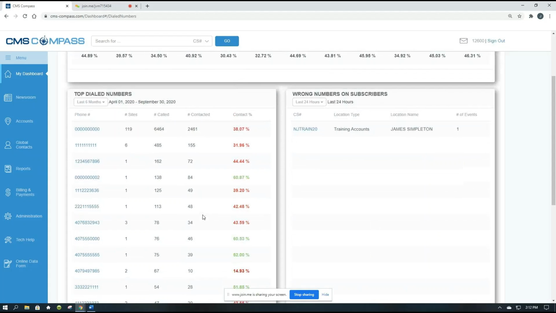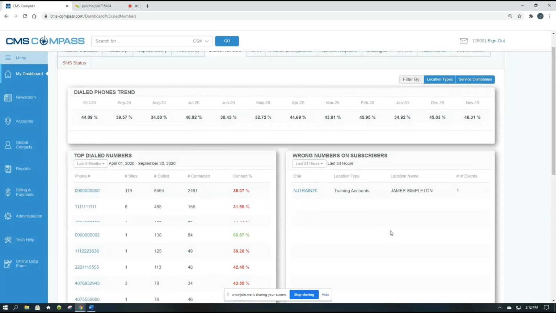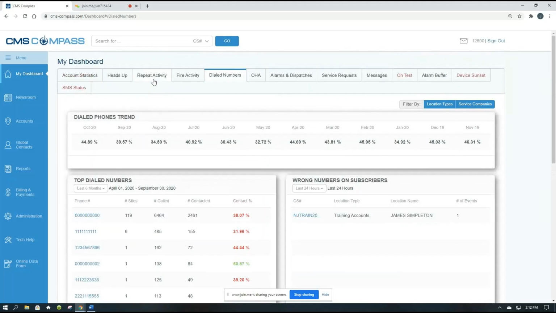So the other widget on this page is probably a familiar widget if you've been on the dashboard. It's the wrong numbers on subscribers. This widget used to be located on the repeat activity and the fire activity because we really didn't have a place for it to go. So we put it on there, but now it's found its home.